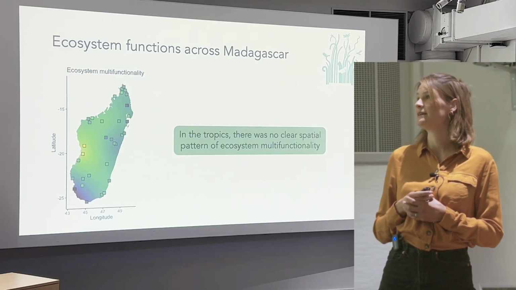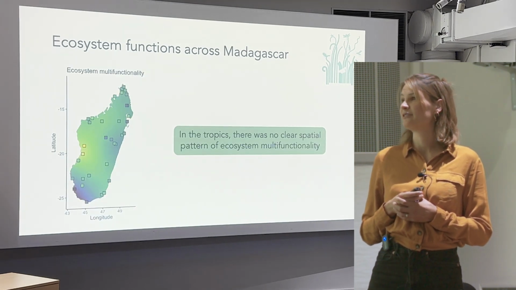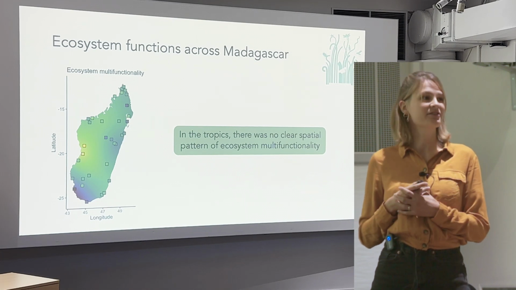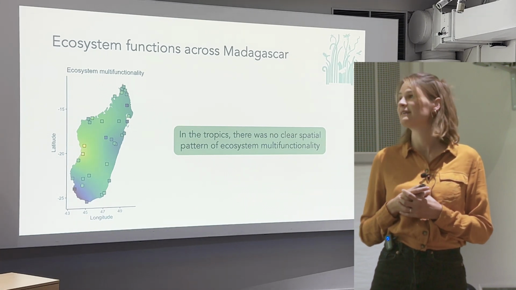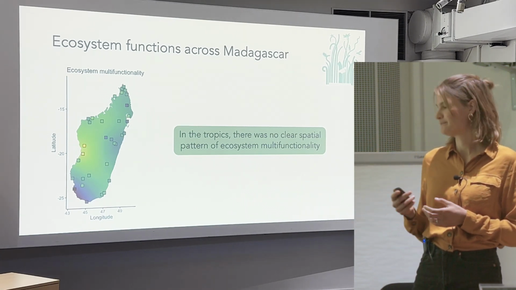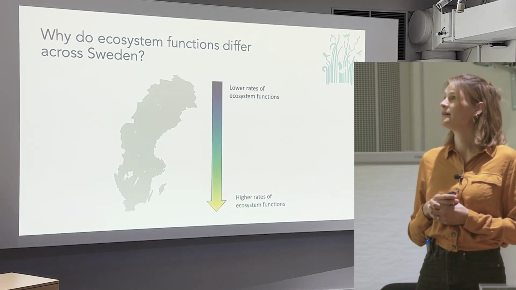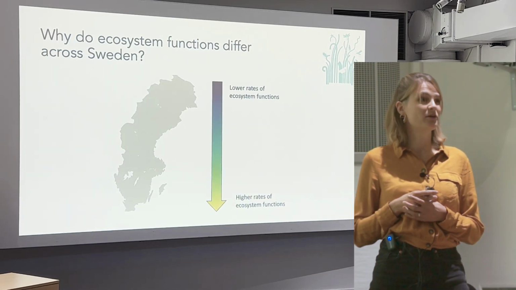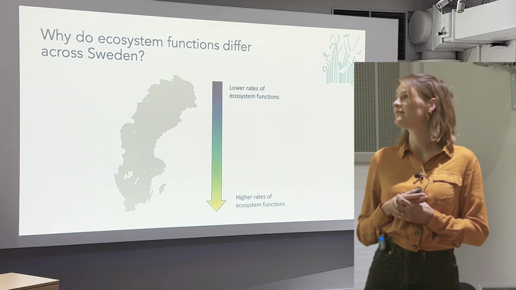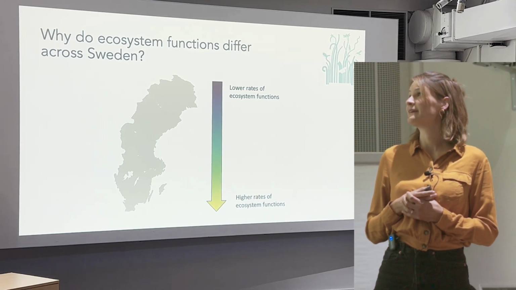And there you can see the ecosystem multifunctionality spread in space. Again, there was not such a clear north to south gradient like we saw in Sweden. Then, as I mentioned, of course, we wanted to know why these functions differ in space.